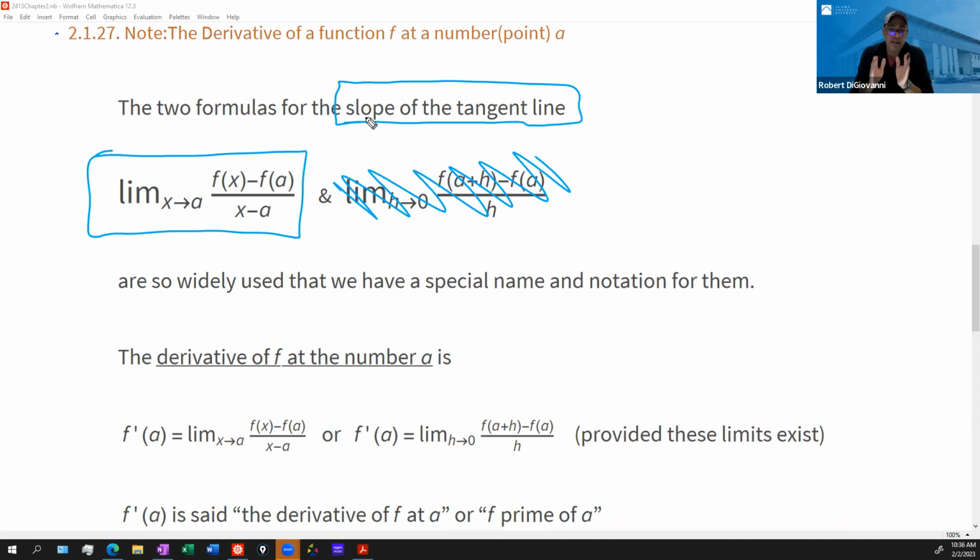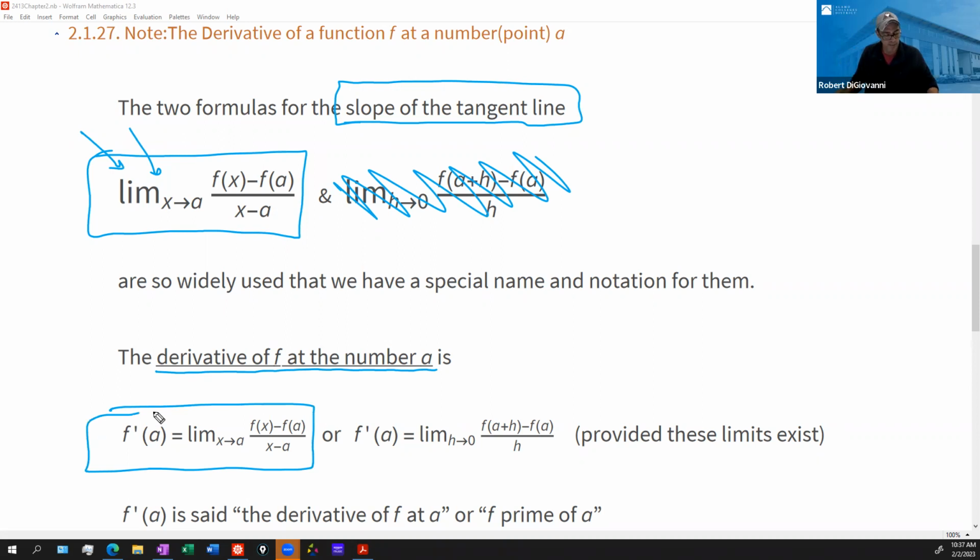Now, this idea of finding the slope of the tangent line is so important and used so much in the rest of calculus that we have a special name for this procedure and for what it's doing. It is called the derivative of the function at the number a. And we have a special notation for it, right here. The way you say this verbally is: the derivative of f at a, or you can also say f prime of a.